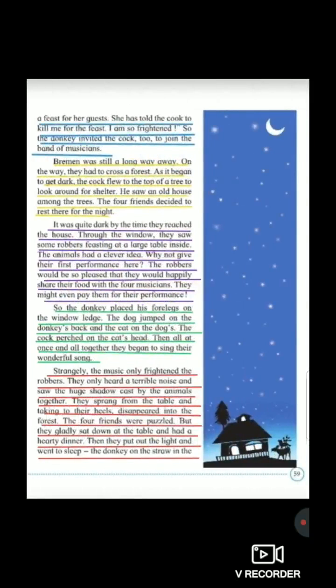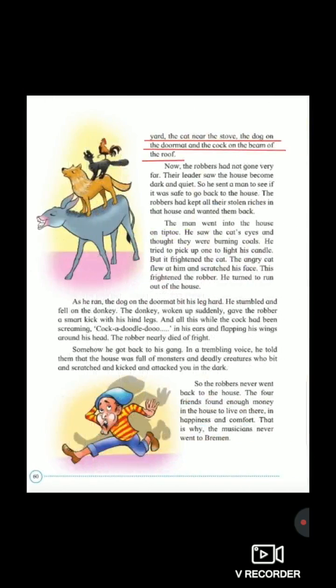So students, now we had completed the page number 59. Now move to the next page. So students, everyone just turn the page and open the page number 60. On the top, the three lines will continue as I had explained you. Yard, the cat near the stove, the dog on the doormat and the cock on the beam of the roof.